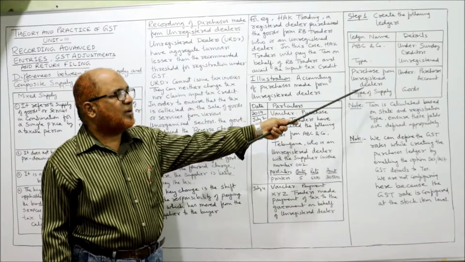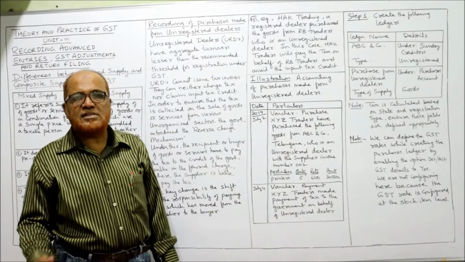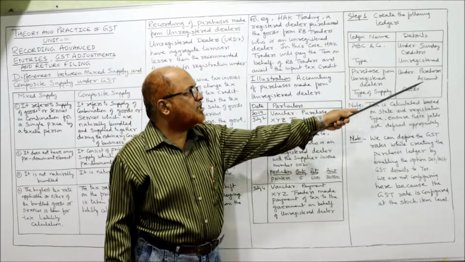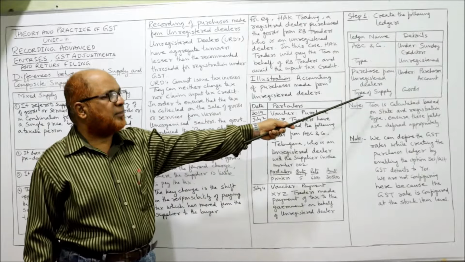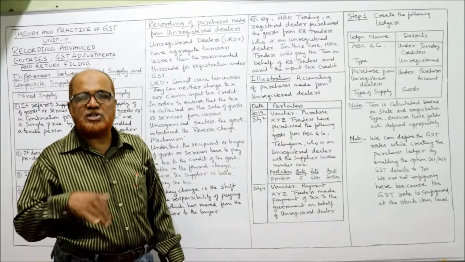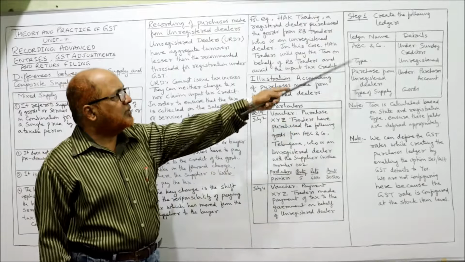Secondly, purchases from unregistered dealer. This account will be opened under the purchases account. So under purchase account, purchase from unregistered dealer. Type of supply, goods. We are purchasing the goods. Now this is the first step.